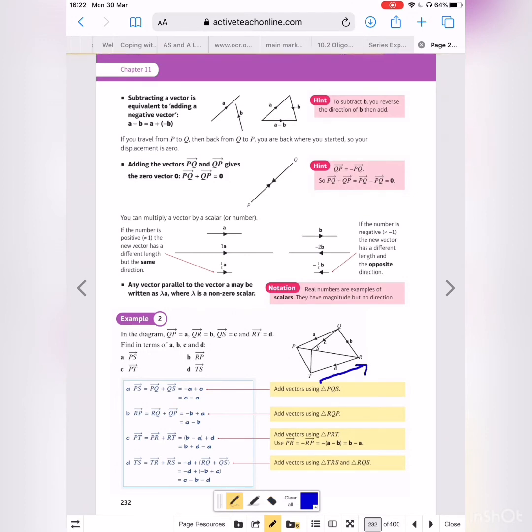So we're going from T to S. So we're going to do that way. So that's going to be minus D. We're then doing minus B. And then we're going along C.